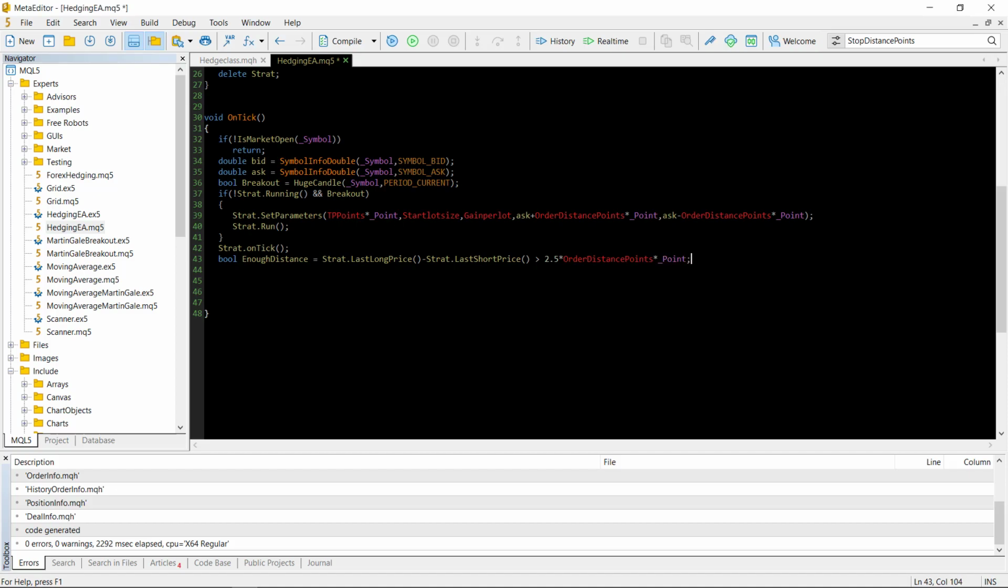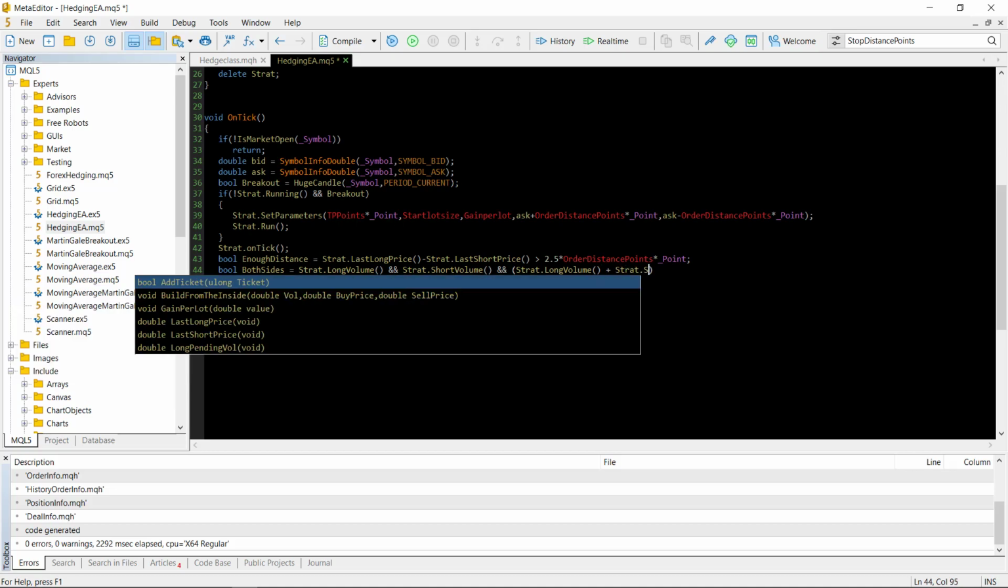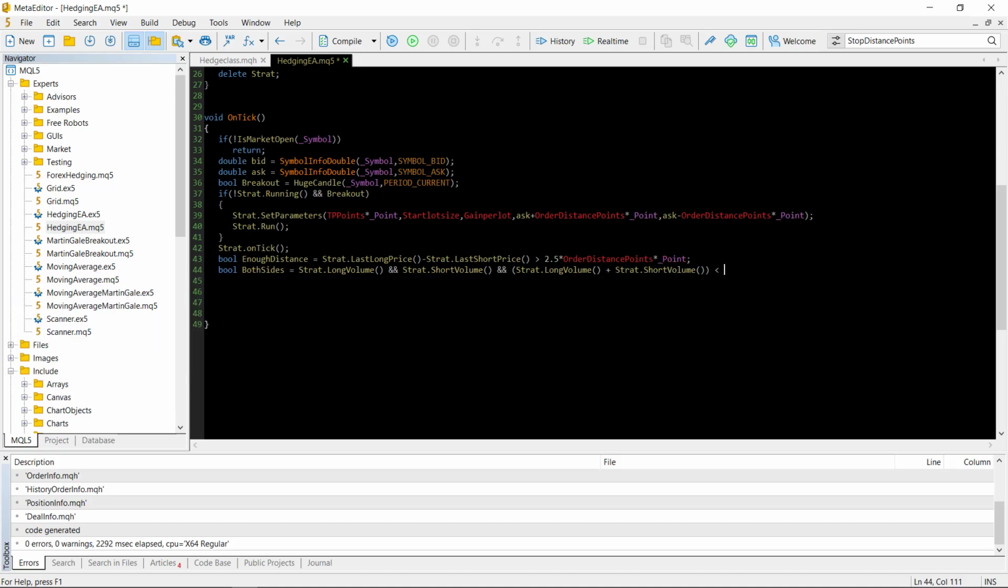We only want to build from the inside when there is an open buy and an open sell trade, so we call the long volume and the short volume functions. And if their sum is above 3 times the lot size, we have already built from the inside, so we don't want to increase the lot size further because it is already big enough. The last condition is that the price is currently between the last short price and the last long price. We can check this as well by the following expression.